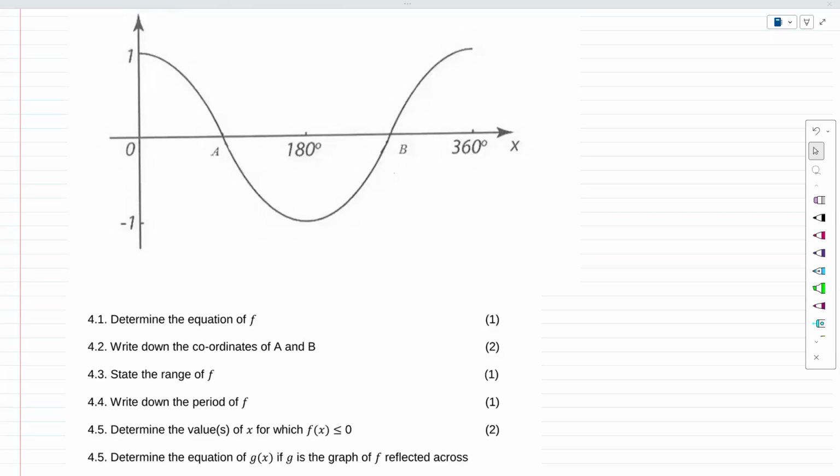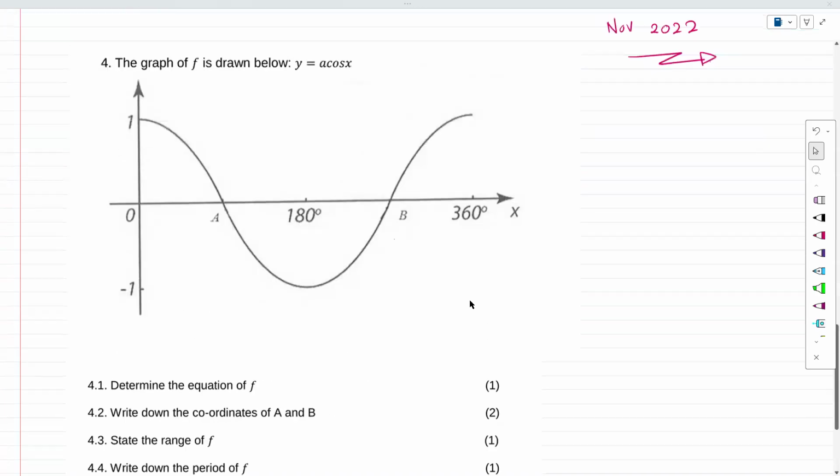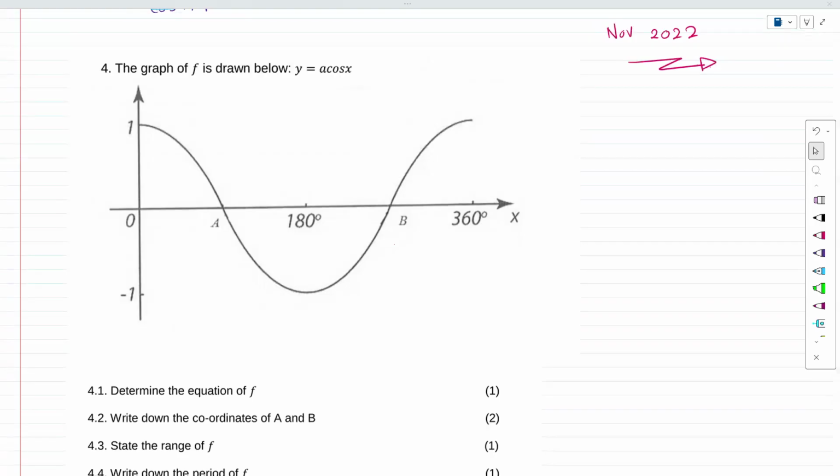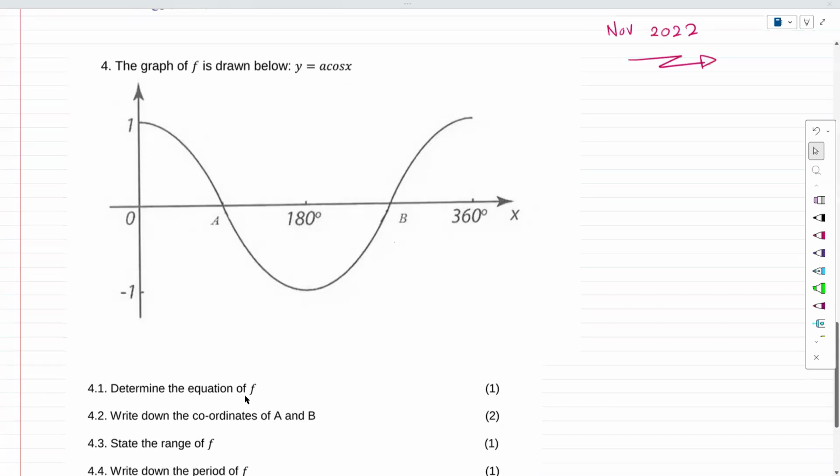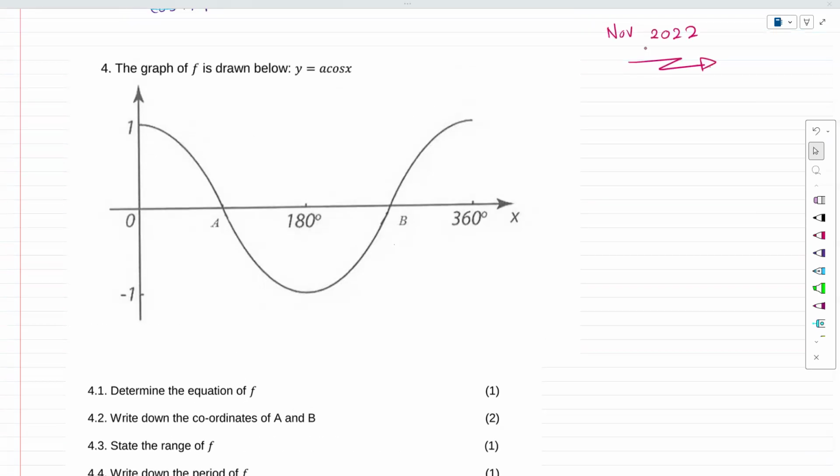Okay, we can start to look at the next part, which is generally easy. Determine the equation of f. Now, f is a very simple question. There's nothing difficult with f. It's quite simple. We know this is definitely a cos graph. There's no value in front of x, so there's no period change. But 4.1 states cos, so we can go with y equals a cos x.